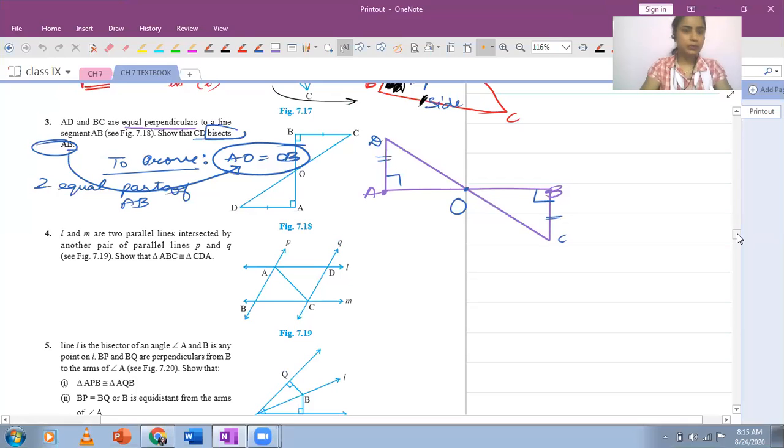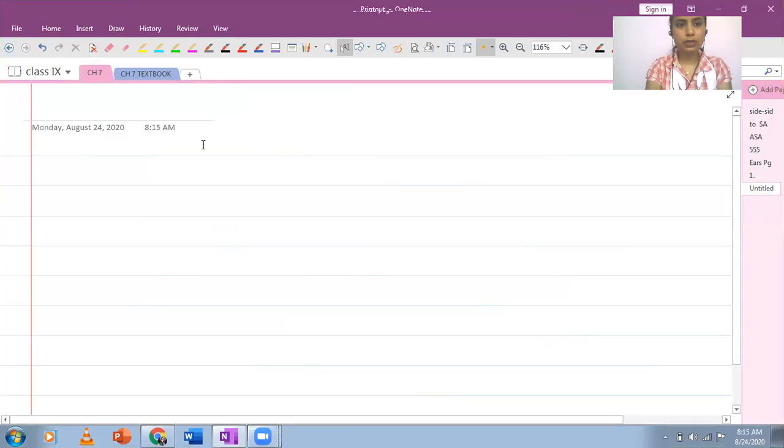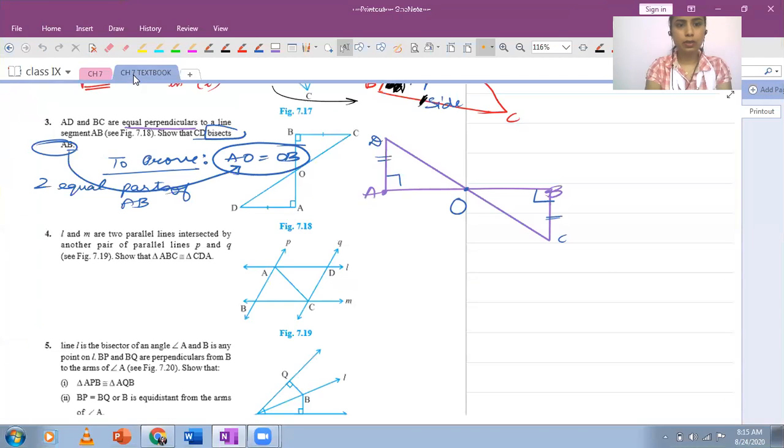We were on question number 3 from exercise 7.1. I had discussed with you what to do about this, and we were to write down the answer. Question number 3, we have been given that there is a line segment AB, which I have drawn horizontally here in this figure. In the figure given in the book, it's vertical.